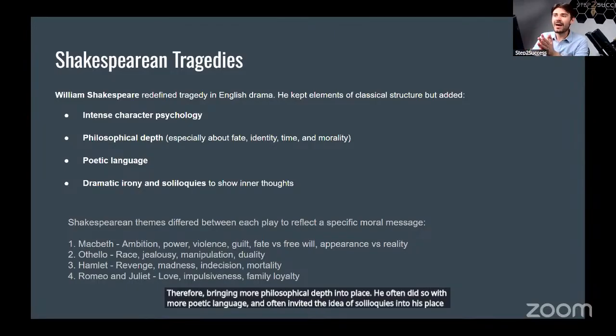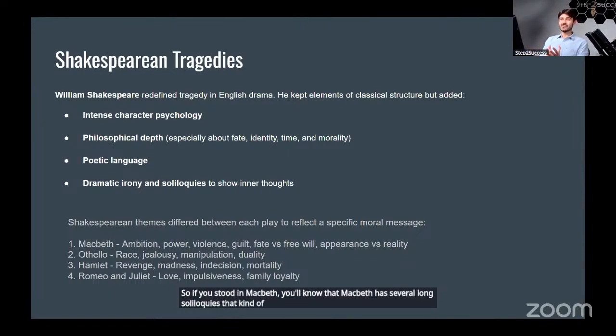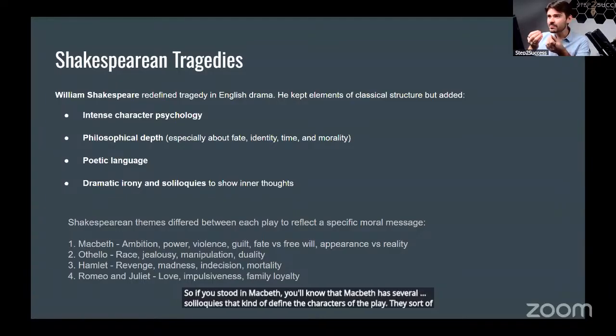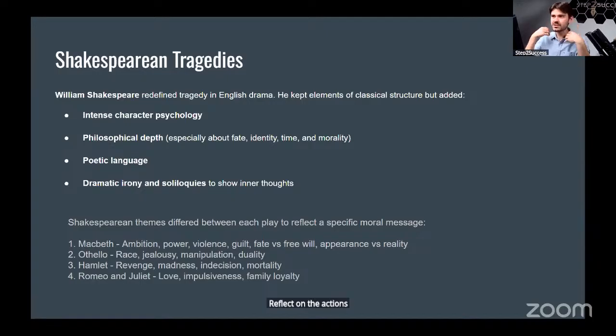So if you study Macbeth, you'll know that Macbeth has several long soliloquies that define the characters of the play. They present major moments where our characters reflect on their actions, reflect on their thoughts, their feelings, and therefore convey all of that to the audience.